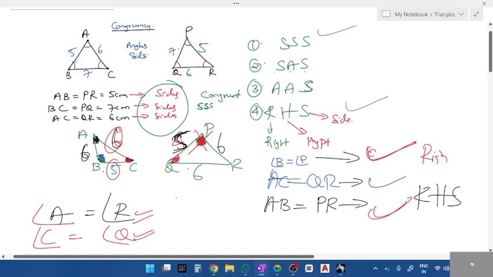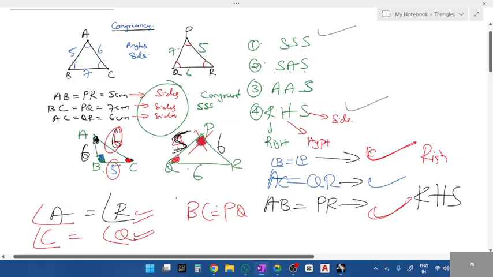Next, tell me the other sides. Two sides we checked. Hypotenuse is the same, AB is the same. What's the other side left in the first triangle? BC. BC is equal to which one? In the second triangle, BC will be equal to 5 centimeter PQ. Is this clear? Did you understand the concept of congruency?